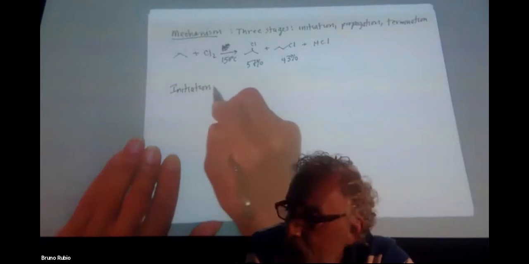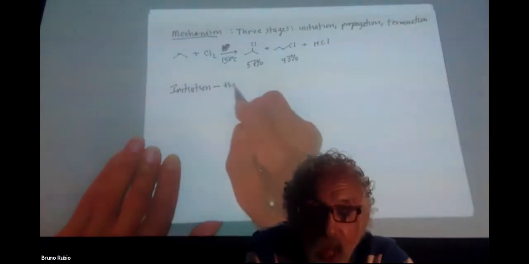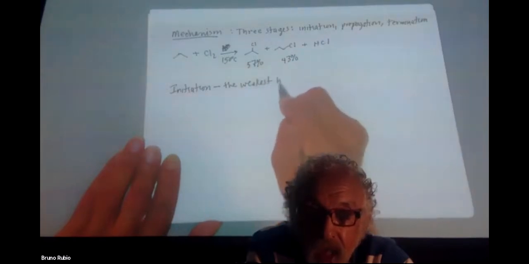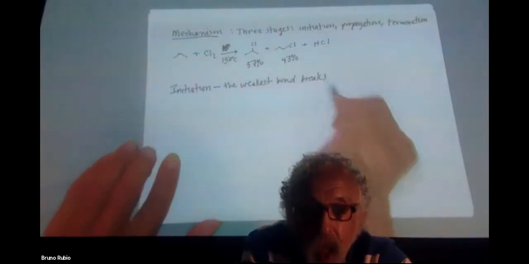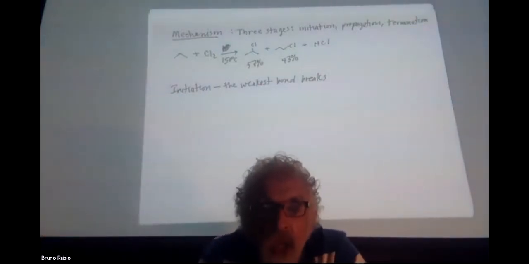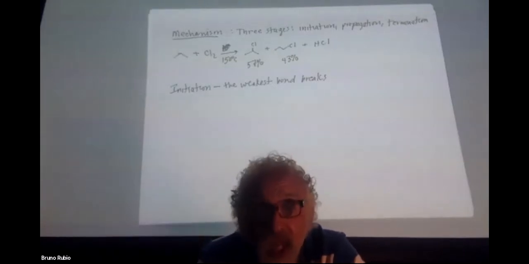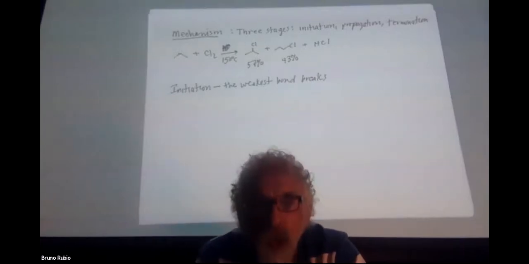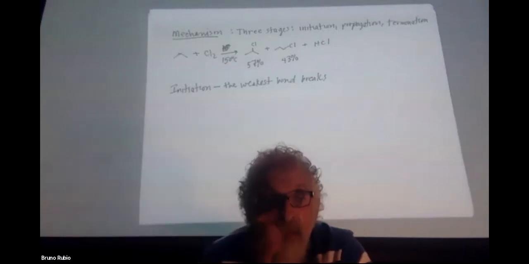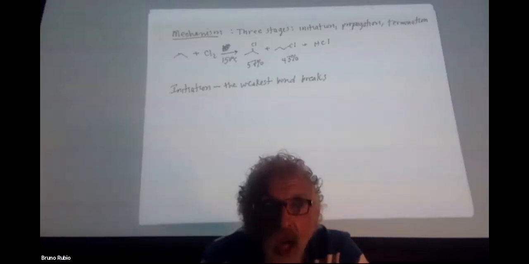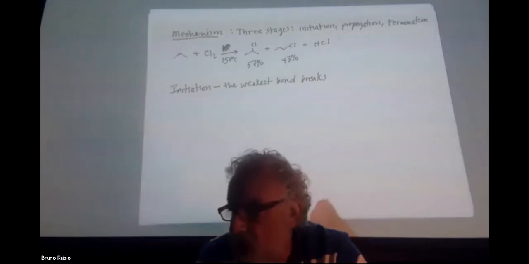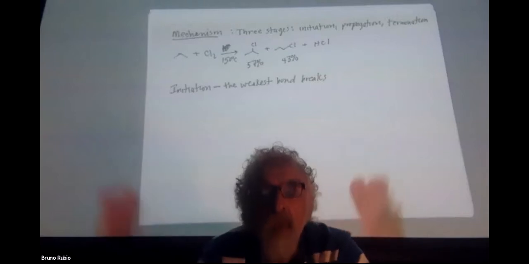Initiation is the first stage of the reaction. And what happens in initiation? The weakest bond breaks. That makes sense because we're dumping energy into the system. What is going to break fastest, the strongest bond or the weakest bond? It's going to be the weakest bond that breaks first. And usually bonds that don't involve carbon or hydrogen are much weaker than bonds that do. Let's say that again: bonds that involve carbon and hydrogen are stronger than bonds that don't involve carbon or hydrogen. That's just the summary of experience.